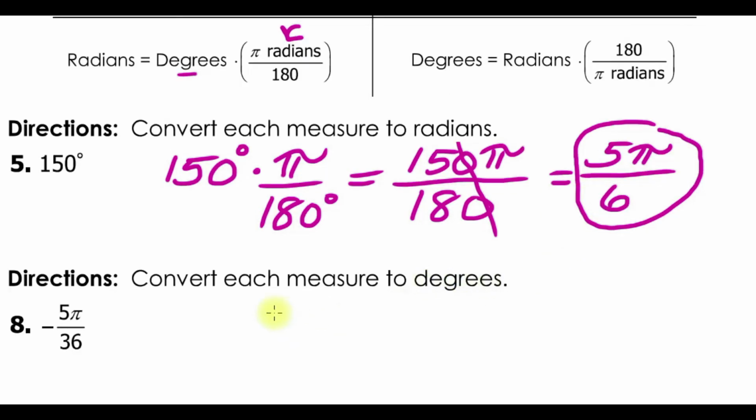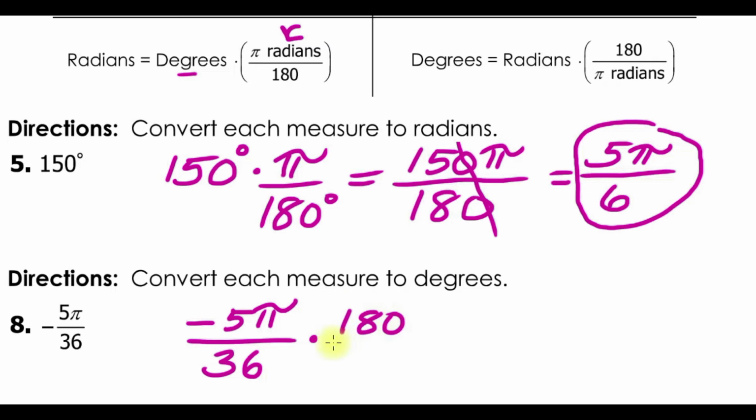So this one is to go from radians to degrees. Okay, so you're given the radian measure of an angle and you want to change it to degrees. So you're going to take negative 5 pi over 36, and you're going to multiply that with 180 over pi this time. And then here you can cross cancel the pi.